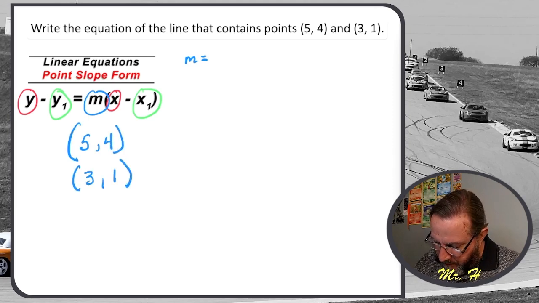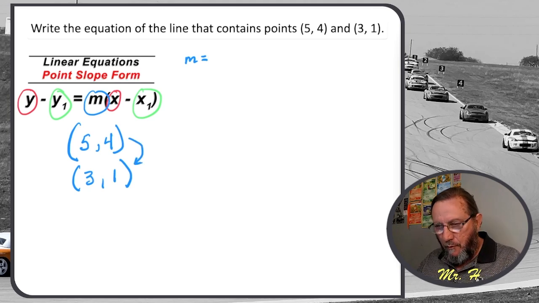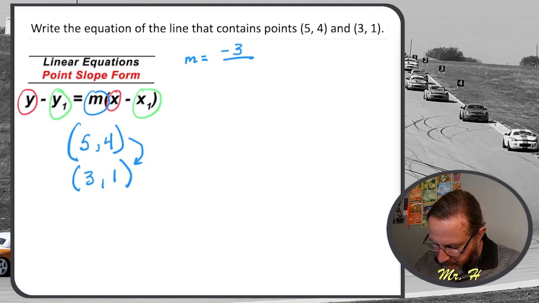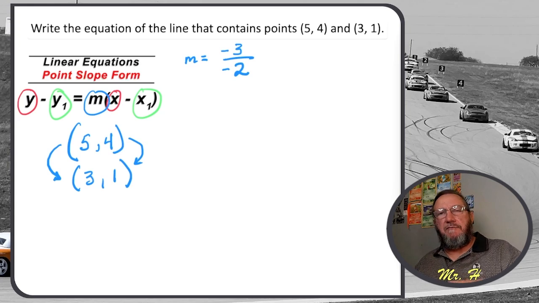How do we change to go from 4 to 1? That's our change in y. Well, from 4 down to 1, that's down 3. So we're going to call that minus 3. What about the x value? From 5 to 3, we're going down 2. So the change in y is negative 3. The change in x is negative 2.